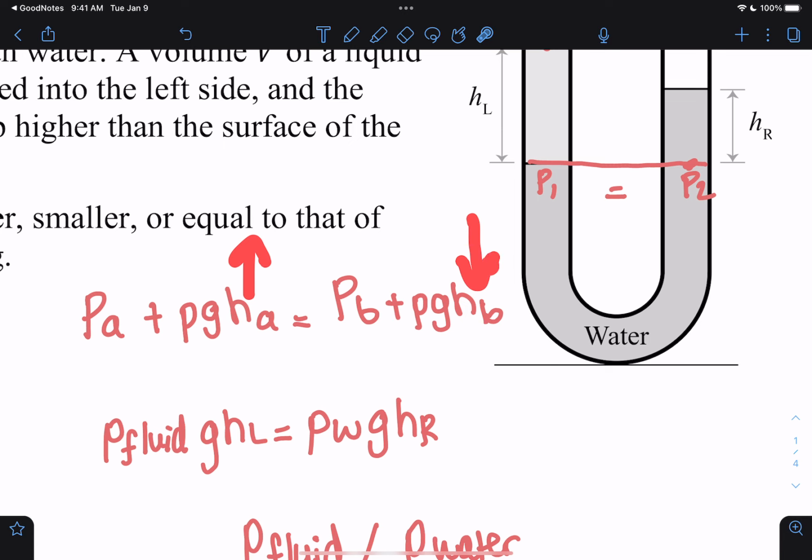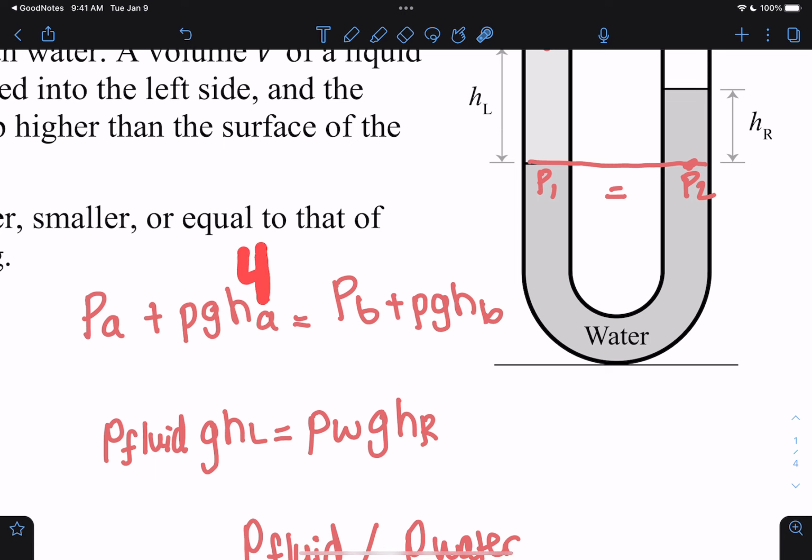In order to have the same kind of cancellation, we have to have a downward arrow here and an upward arrow there, right? So the density of your water has to be larger in this case than the density of your liquid. Think about it: if HA is 4 meters, for example, HB is 2 meters. So we know that HA is larger than HB, or HL is larger than HR.